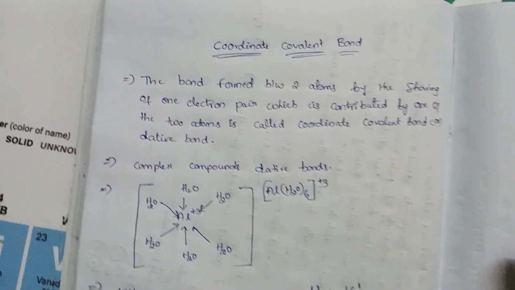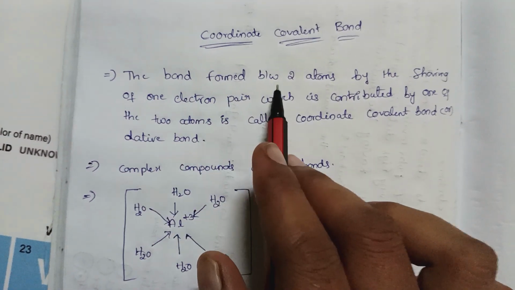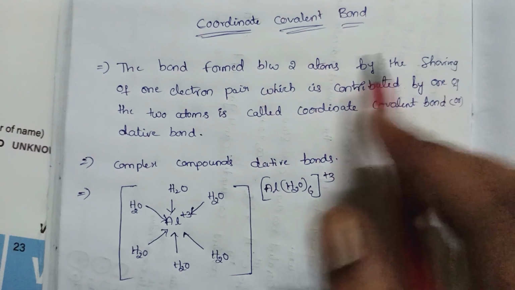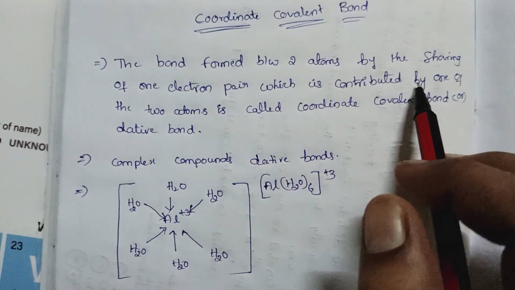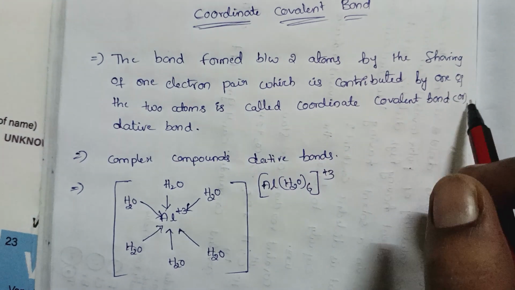Today we are going to discuss coordinate covalent bond. The bond formed between two atoms by sharing of one electron pair which is contributed by one of the two atoms is called coordinate covalent bond or dative bond.